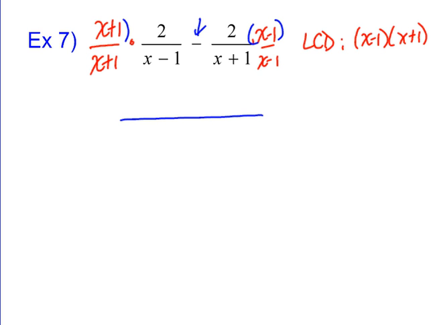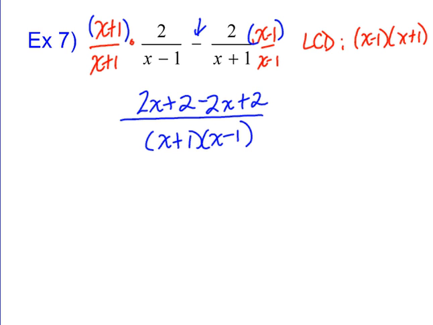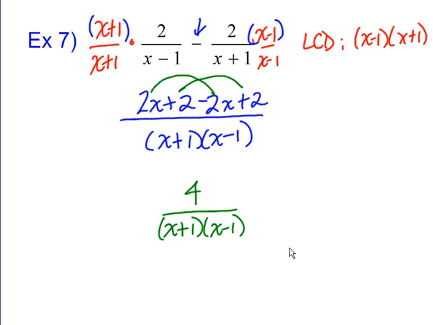Our numerator here, 2 times x plus 1 is 2x plus 2, and here, instead of positive 2x, we'll get negative 2x. Instead of negative 2, we'll get positive 2. And then our denominator is x plus 1 times x minus 1. We're going to put together things that are alike. 2x minus 2x is 0. And 2 plus 2 is 4. So our numerator is 4, and our denominator stays the same at x plus 1, x minus 1, and nothing cancels. We have one more problem to do.